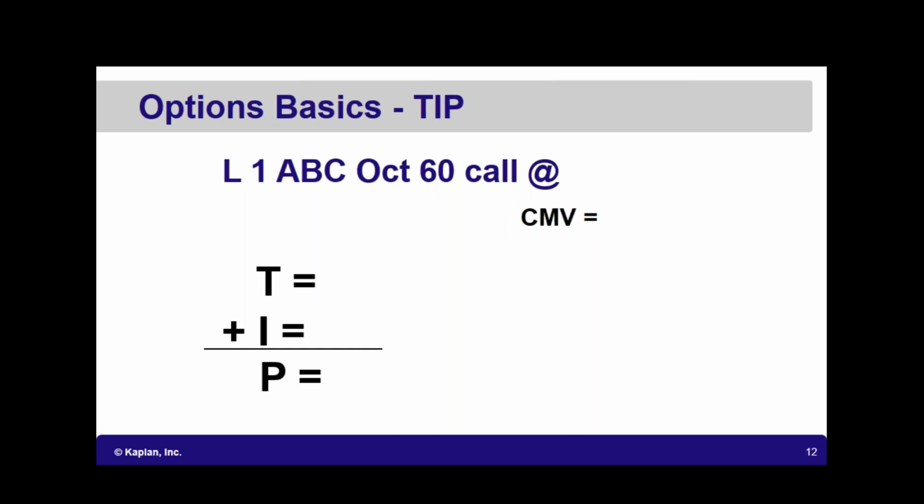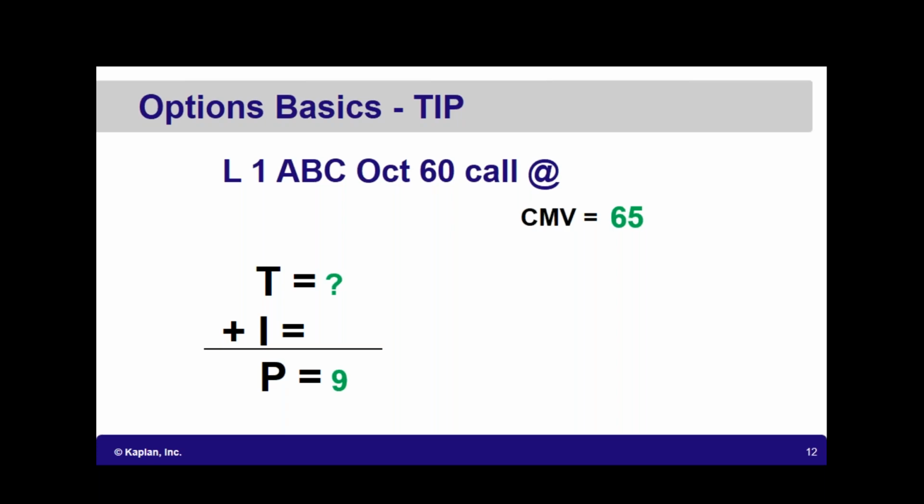Let's try another one. Same option contract. The strike price is 60, but now the current market value is 65. With a current market value of 65, we know that our option is in the money because it's a call, and calls are in the money when the current market value is above the strike price.